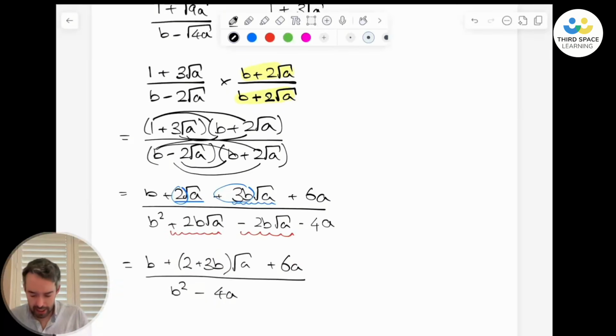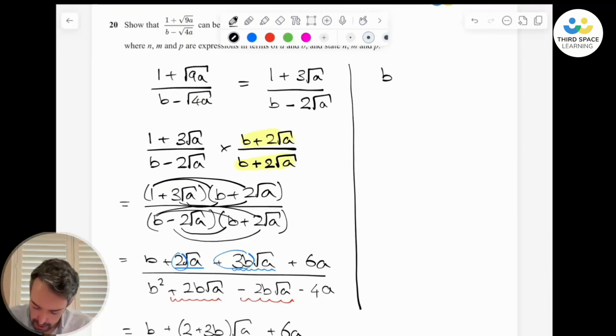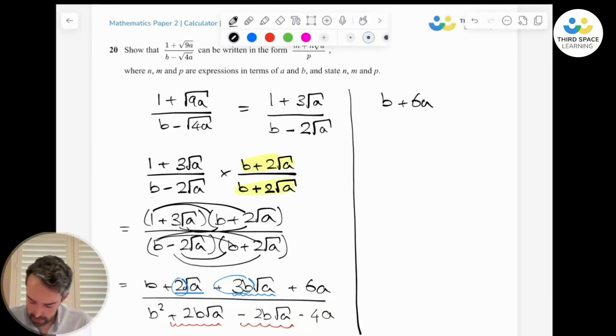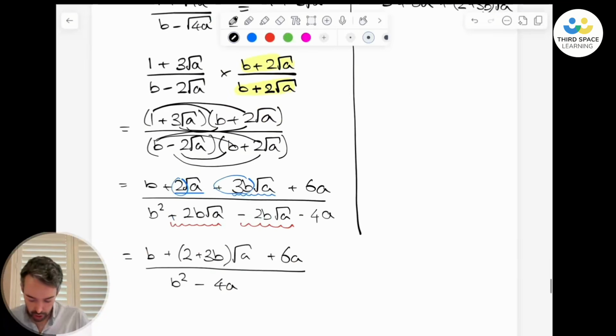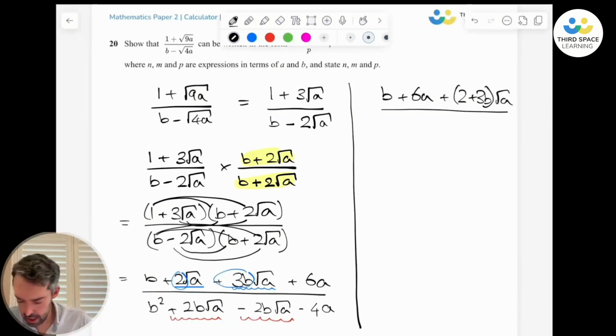Let's just rewrite this so it's a little bit clearer, and I'll do it up here. I'm going to put my m value first. That's going to be b plus 6a, plus (2 + 3b) times √a. So that's just this line. And the bottom line is staying exactly the same as b squared minus 4a.